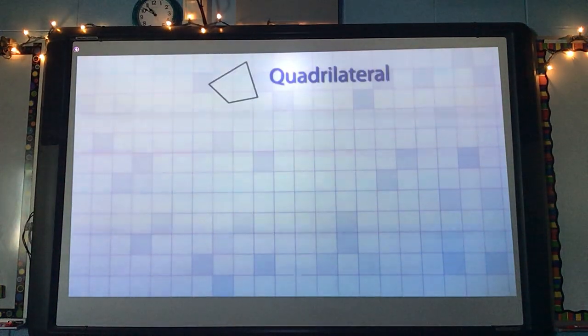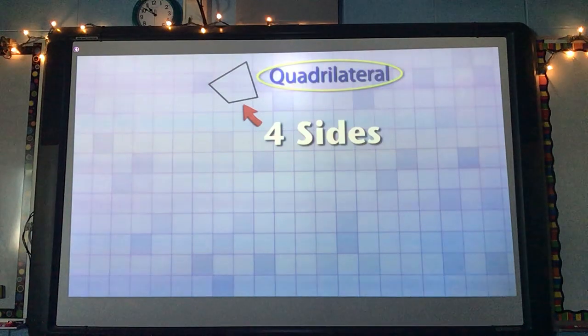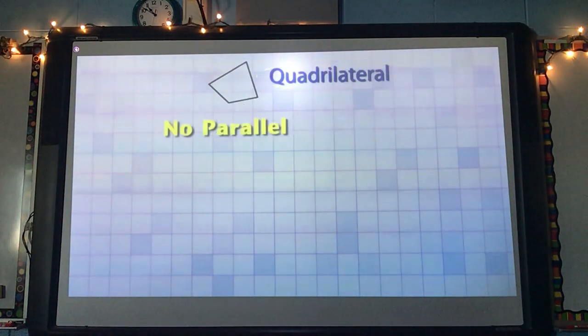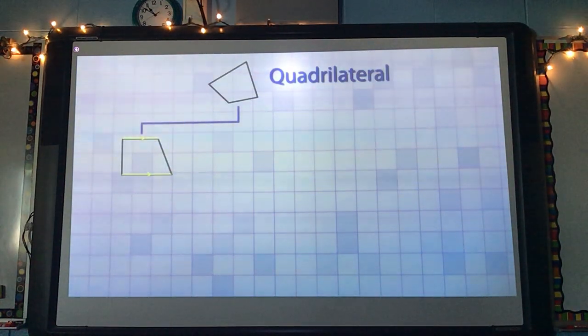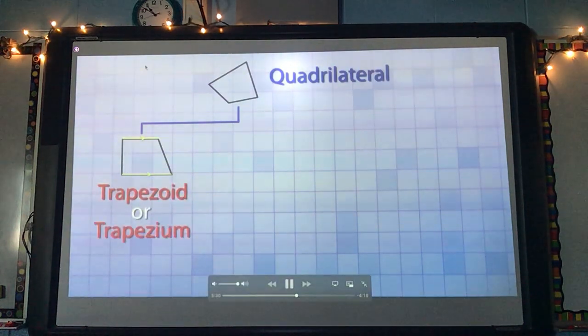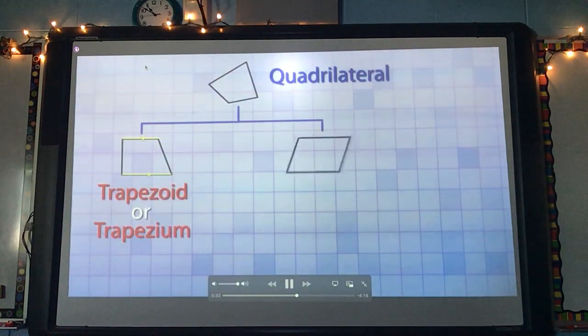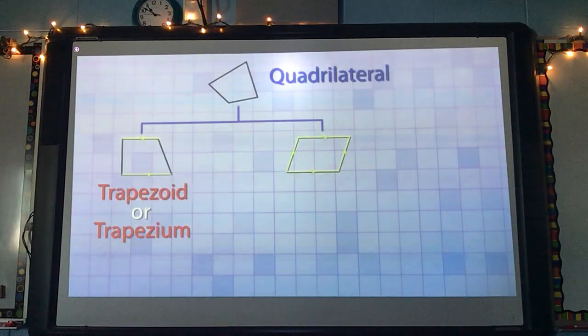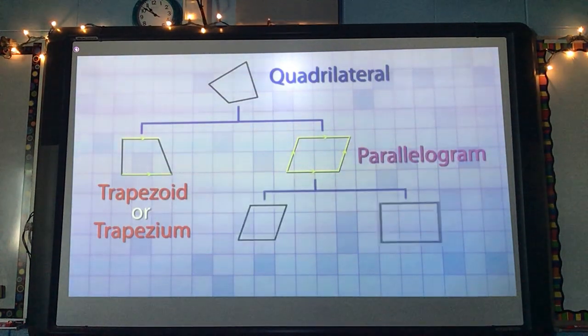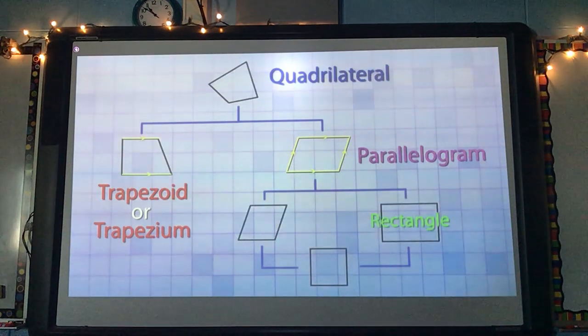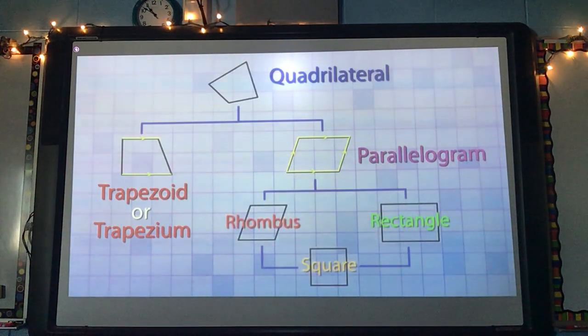So to summarize, any polygon that has exactly 4 sides is called a quadrilateral. And if it has no parallel sides, we still just call it a quadrilateral. But if it has one and only one pair of parallel sides, we call it a trapezoid or a trapezium. Or if it has 2 pairs of parallel sides, we call it a parallelogram. And you've already seen that there are several types of parallelograms called rectangles, rhombuses, and squares.